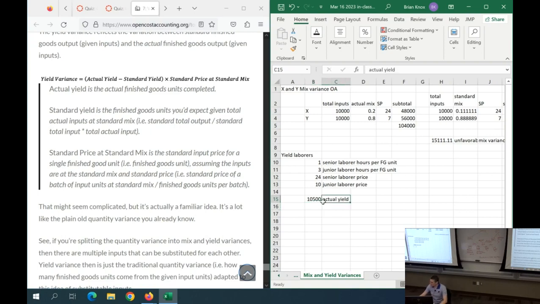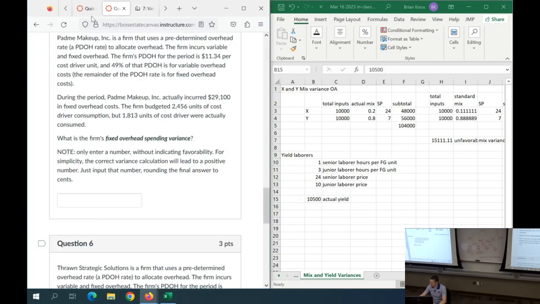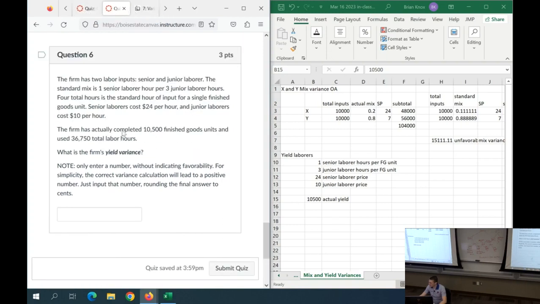So our actual yield is in this question here. Other one, I'll move it so it's closer. Our actual yield is the 10,500 finished goods units. We don't know the standard yield, and also, we don't know standard price at standard mix yet. We've got to calculate those two things out. It's relatively simple, and if I set up the table a little differently, it'll be even easier to see.